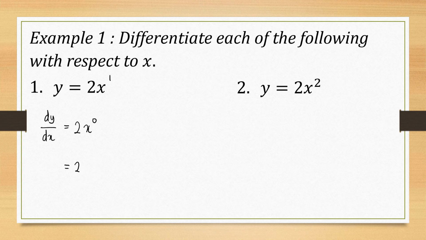Okay, proceed to the second question. You are given y equals 2x power of 2. Find the first derivative, or you have to differentiate with respect to x. So the symbol is dy over dx equals power bring in front. So 2 multiplied by 2, 4. X power decrease by 1, so 2 minus 1 equals 1. So final answer 4x.